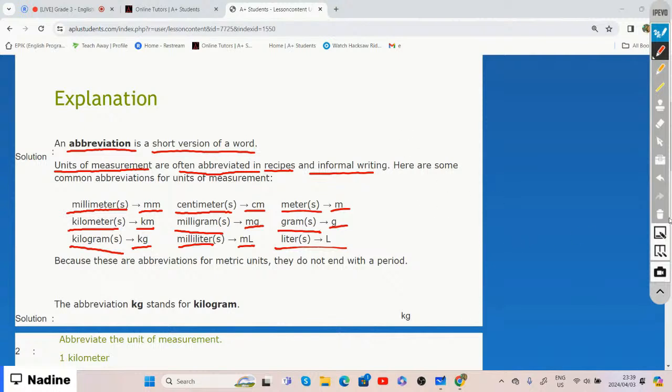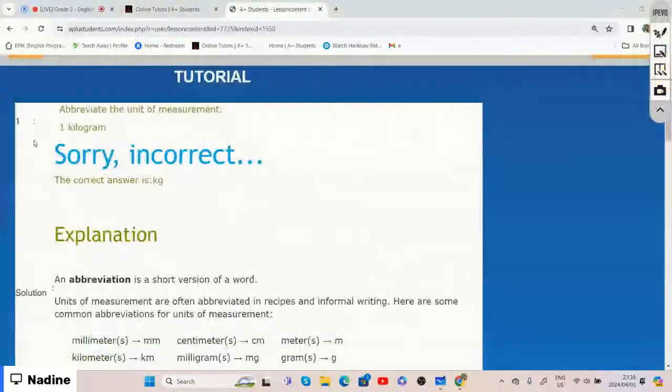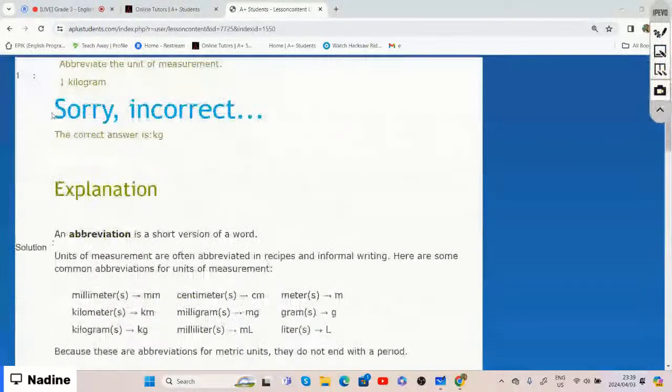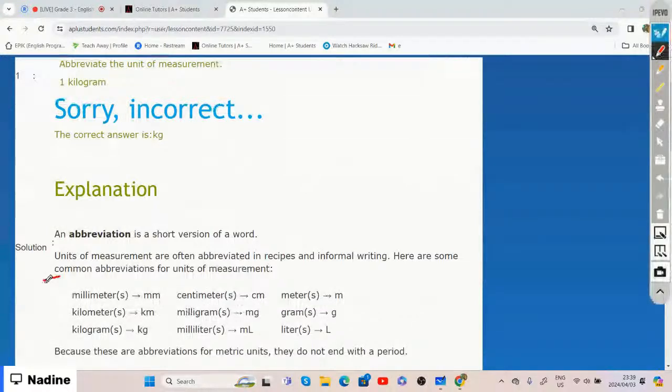All right. And now we abbreviate a few of the words. Remember you can look over here. Yeah, we have a few common abbreviations. And remember these words, right? When we abbreviate these units of measurement, these abbreviations do not end with a period, right? They do not end with a period.